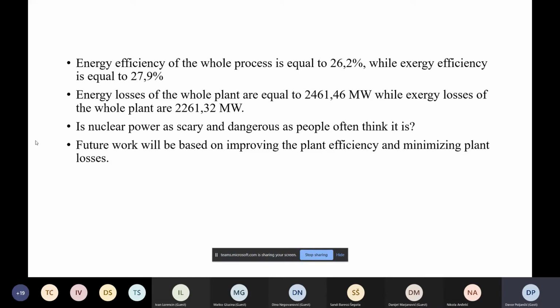Future work regarding this topic will be based on improving the plant efficiency and minimizing plant losses, and components with lowest efficiencies could be improved or replaced.